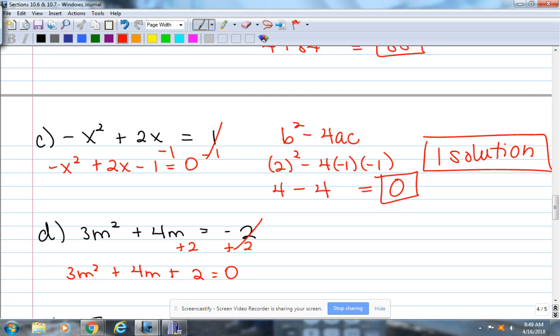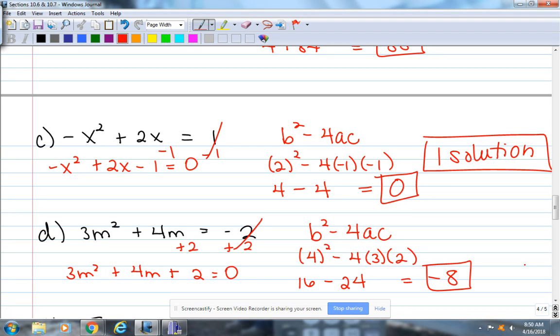Now, how do we find the discriminant? What's the formula for that? b squared minus 4ac. Now, what's our b? 4. So 4 squared minus 4 times what's a? 3. What's c? 2. And then what's 4 squared? 16. What's -4 times 3 times 2? -24. And what is 16 minus 24? -8 is my discriminant. So how many solutions will I have? No solution. Negative no.